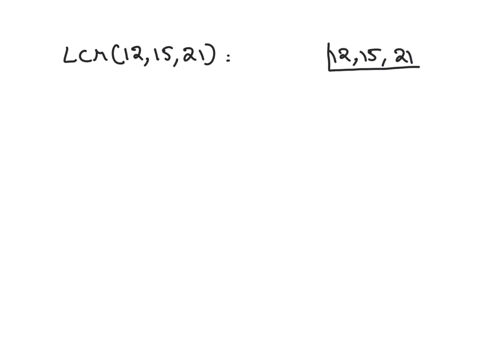Let us find out the LCM of 3 numbers using our prime factorization method. 3 numbers, 12, 15 and 21. How do we do this? We will simply write down the numbers as 12, 15, 21. What is the question that you're going to ask yourself? Is there a prime number that can divide any one of them or all of them?